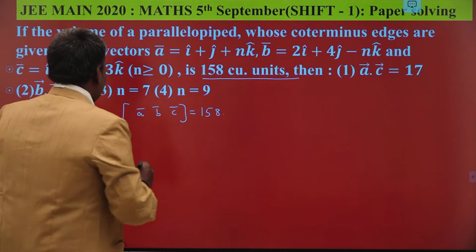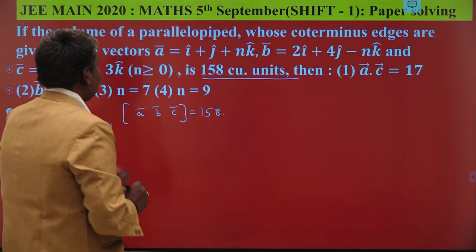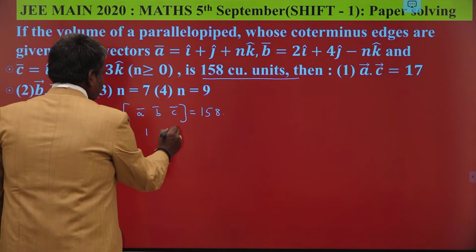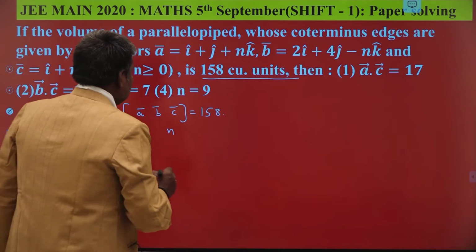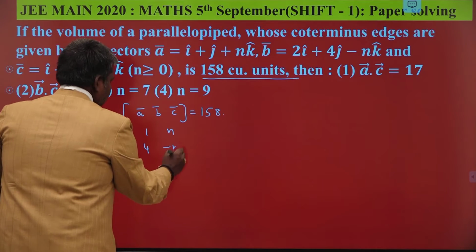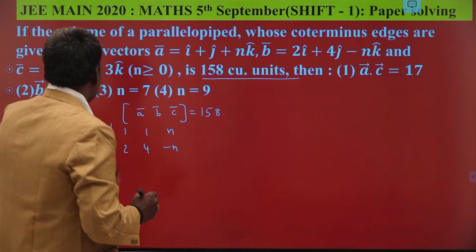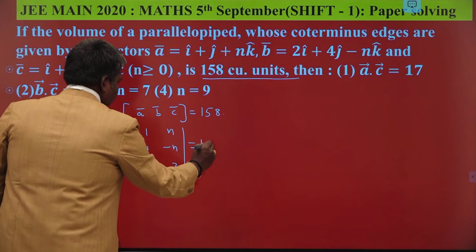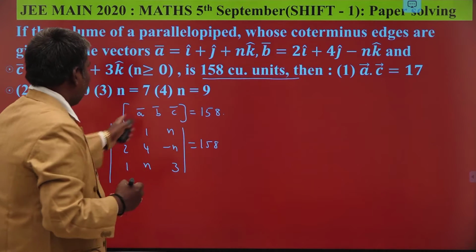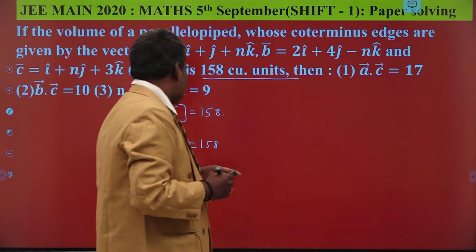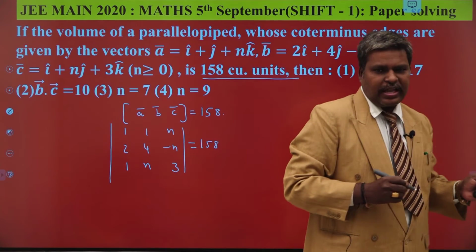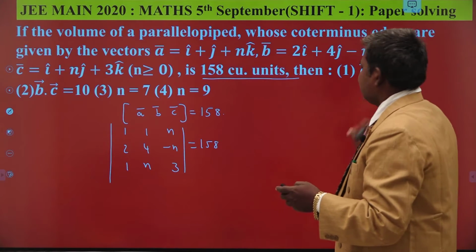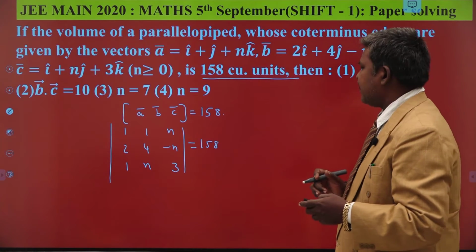So what is the box of A bar, B bar, C bar? The determinant of the coefficients 1, 1, n and 2, 4, minus n and the third one 1, n, 3 is equal to 158. Now we expand this, and we get a quadratic equation. You can get the values of n, substitute the n value in these vectors, and check which option is satisfied. That is the idea of the problem.